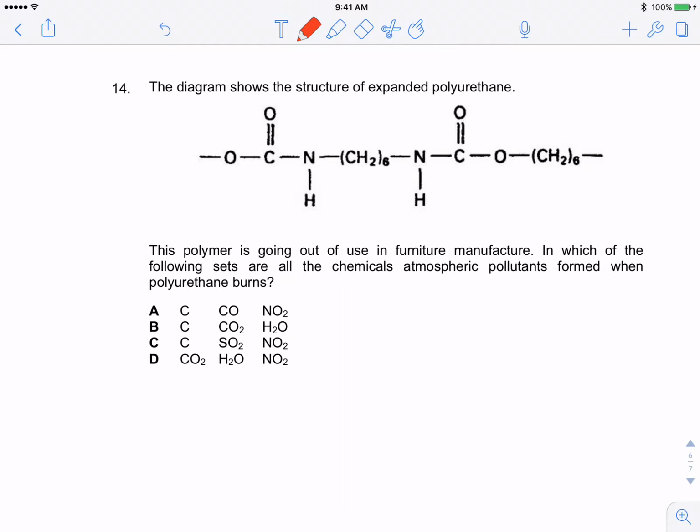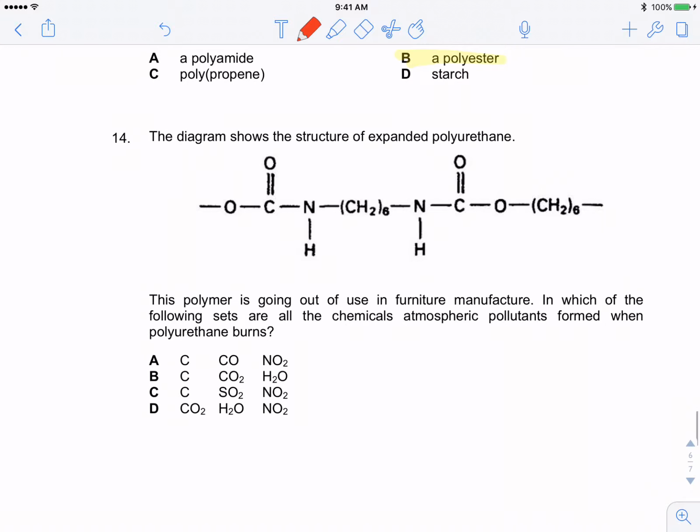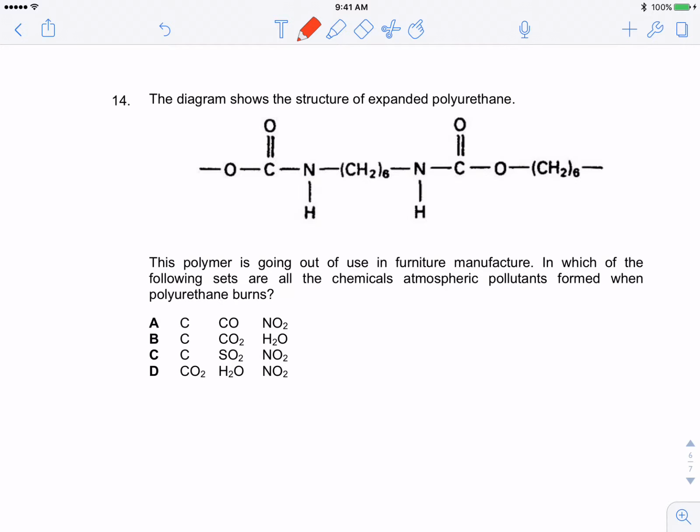Question 4. The diagram shows the structure of expanded polyurethane. Again, you identify what the linkage is here. The linkage here will be this part. This polymer, again, what type of compound is this? We can again break it into this one monomer and this another monomer.